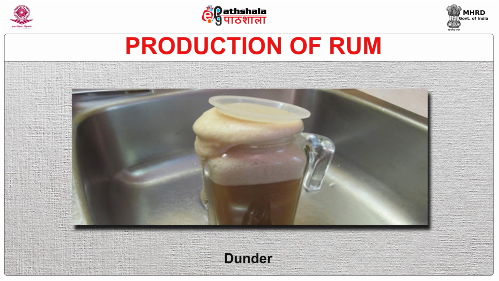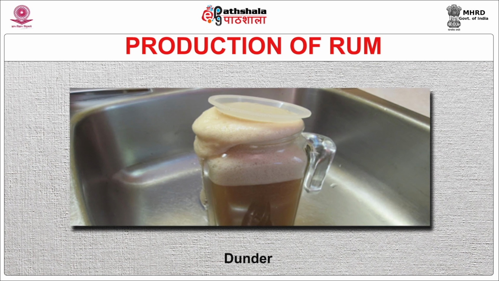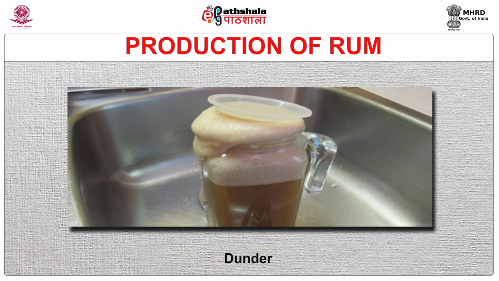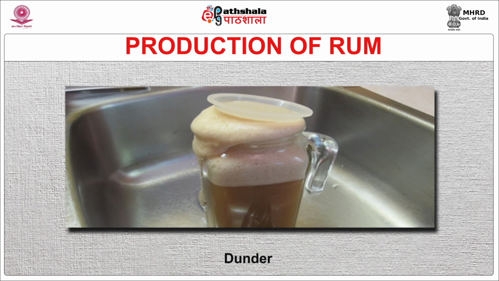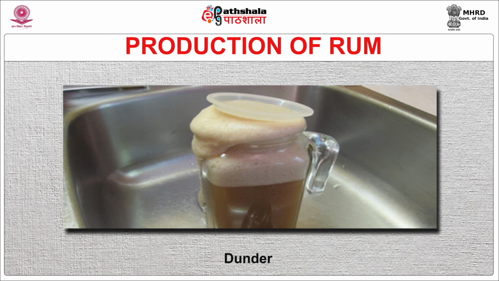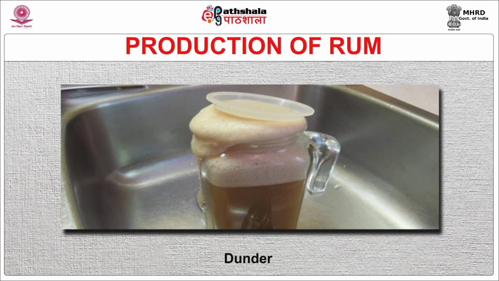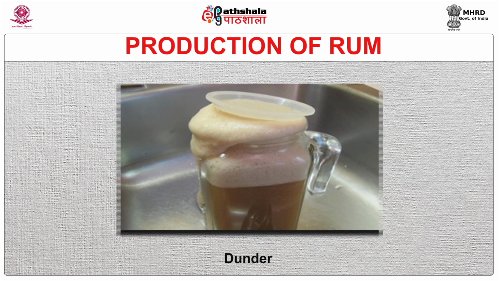The liquid obtained by dilution of molasses is then subjected to fermentation naturally with the help of the yeast present in the air, or a measured quantity of cultured yeast or the yeast-rich foam from the previous fermentation, also called dunder, is added, which is completely dependent on the type of rum being produced.